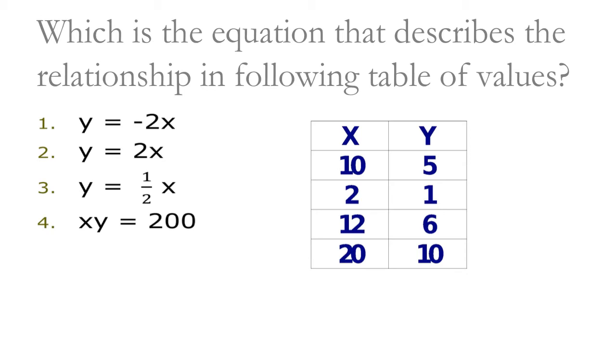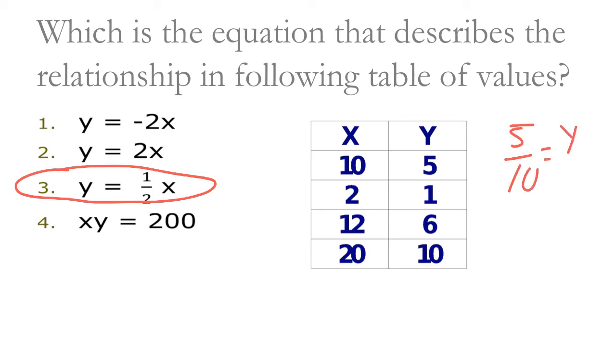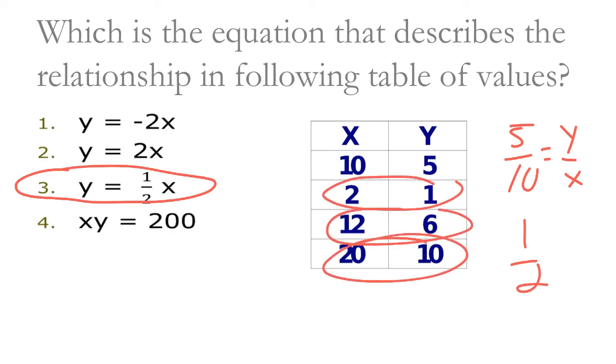Which is the equation that describes the relationship in the following table of values? The answer is y equals 1/2 x. I can see that connection by doing 5 divided by 10, the y divided by the x, and I get 1/2. I would get 1/2 here, 1/2 here, and even 1/2 here. So therefore k is 1/2, and that would be our equation.